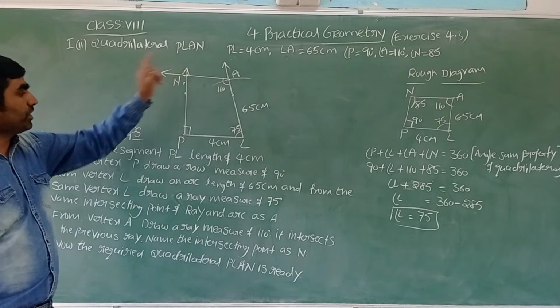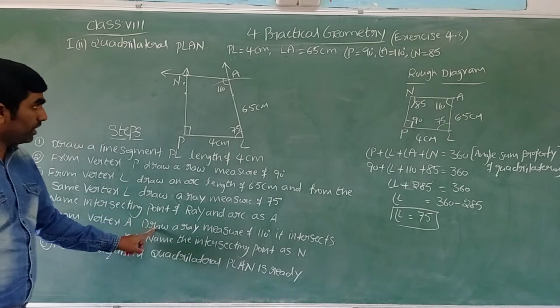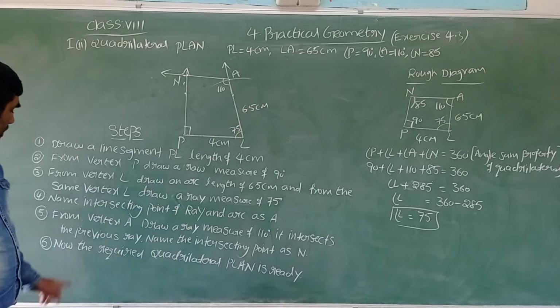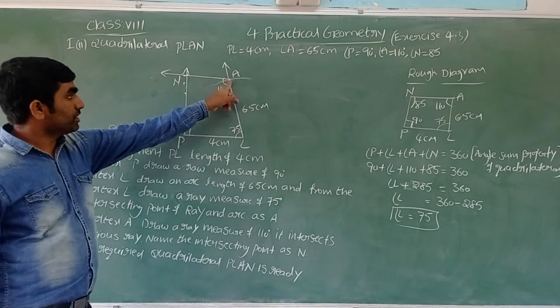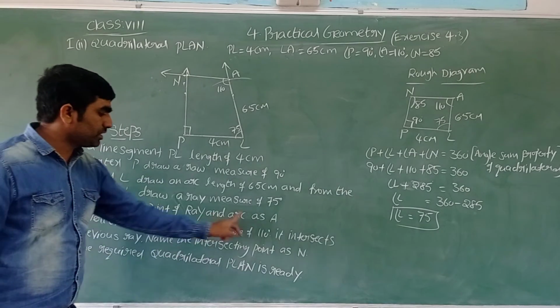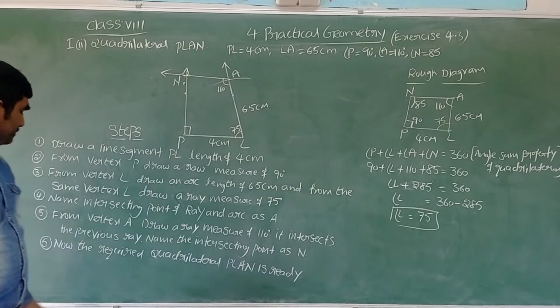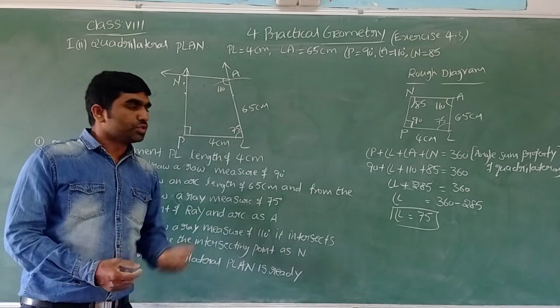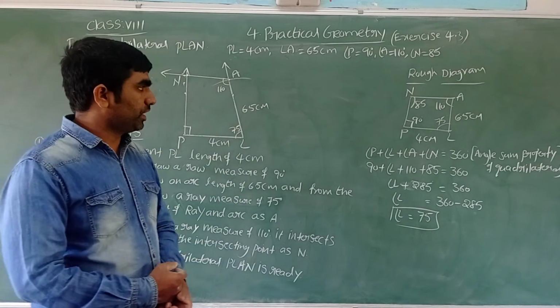Now we need to find vertex N. From vertex A, draw a ray of measure 110 degrees. It intersects the previous ray at one point. Name the intersecting point as N. Now we can see the required quadrilateral is ready. So this is the way we can draw a quadrilateral.